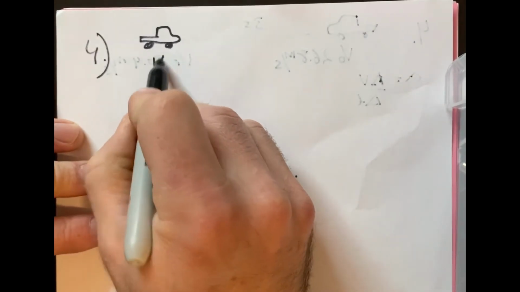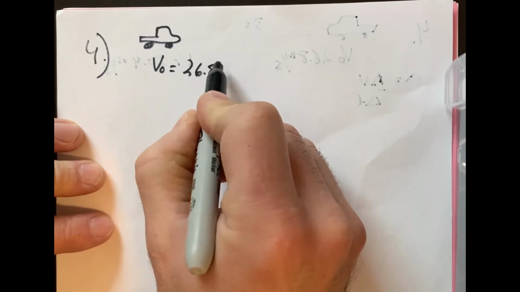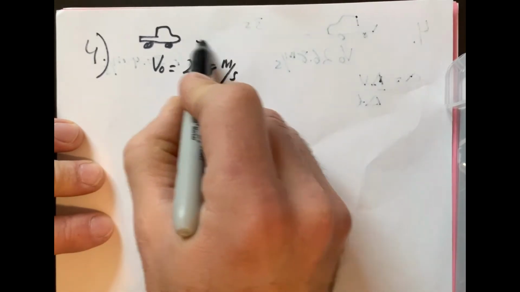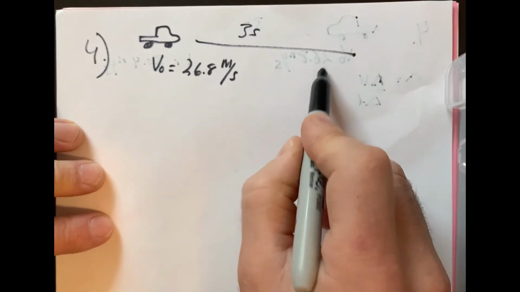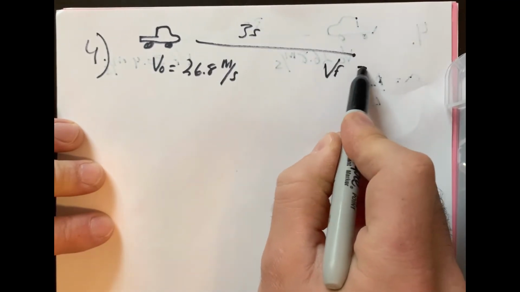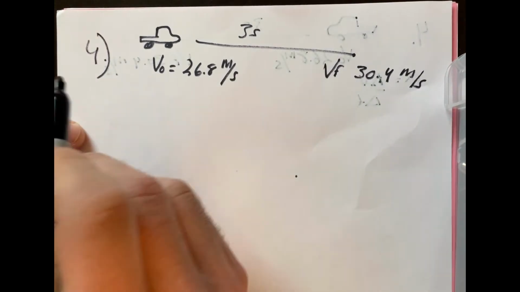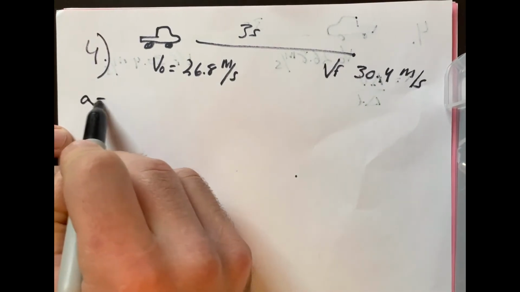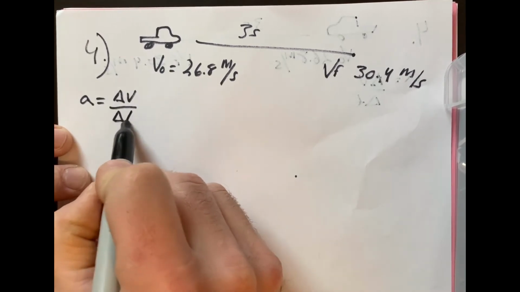And the initial velocity is going to equal 26.8 meters per second. And I'm going to be driving for a period of 3 seconds. And the final velocity is 30.4 meters per second. And I want to find the acceleration. So the formula for acceleration is going to be change in velocity over change in time.